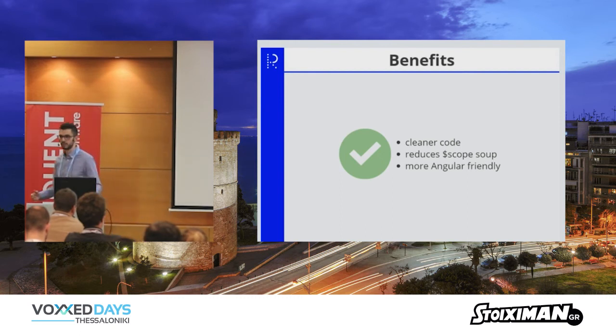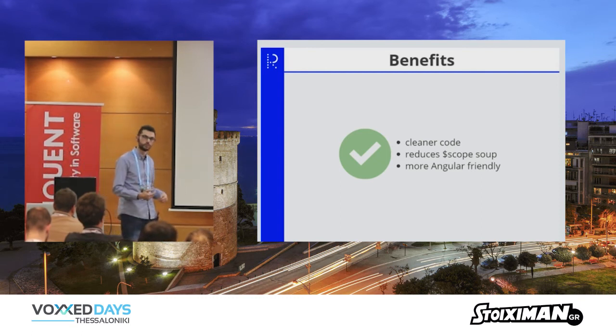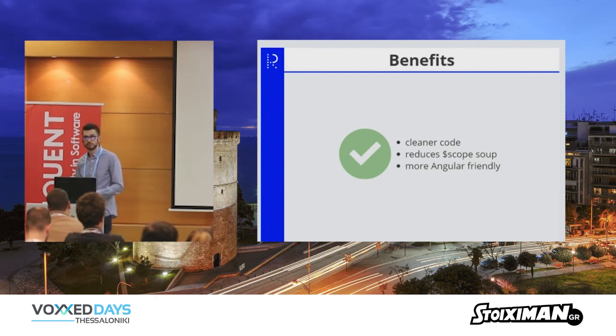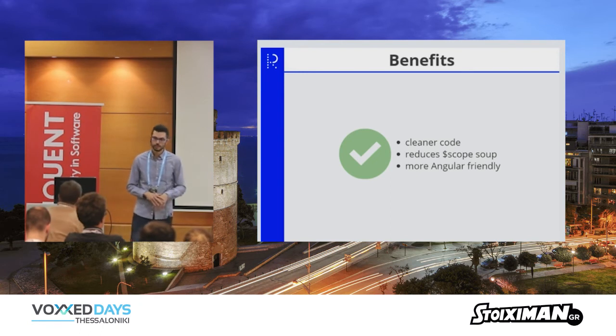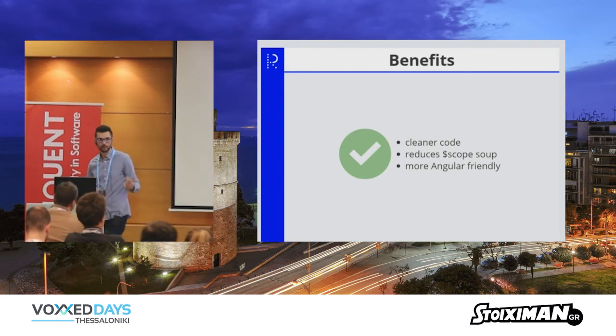It's also more Angular friendly. In addition, in case we have multiple controllers with the same property names, we can easily identify which property belongs to which controller if we're using this practice. And last but not least, this might also help us avoid some problems that are caused by JavaScript's prototypal inheritance, but that's beyond the scope for our session right now.